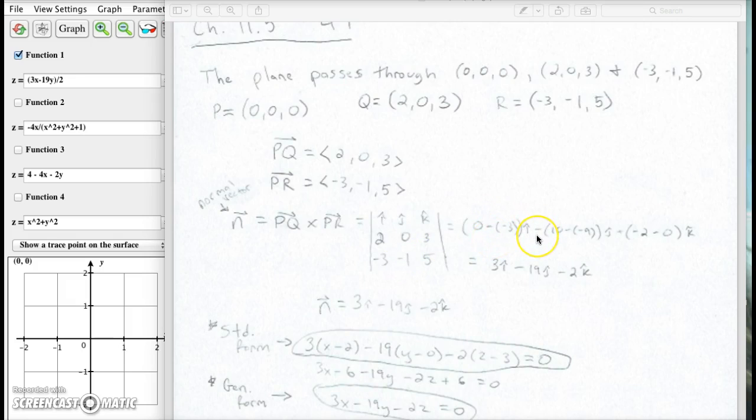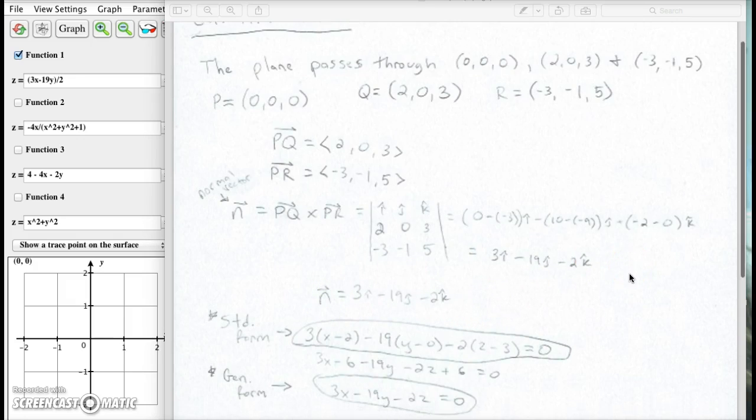And then remember, when you do cross product, it's plus, minus, plus. So next you do minus, cover the second column, and do the same thing. It would be 2 times 5 is 10, minus 3 times -3 is -9. And then plus, cover the third column. 2 times -1 is -2, minus 0 times -3, which is 0. So after doing all that math, you get 3i minus 19j minus 2k. So that's your normal vector. As you see, I wrote it again down here, so it's a little more clear.